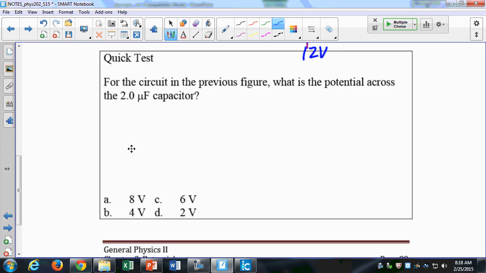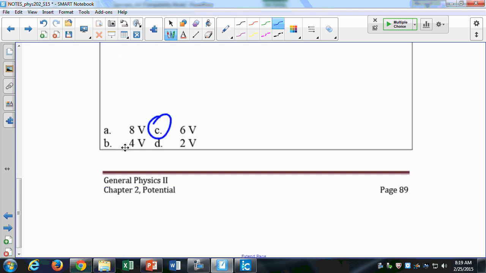So this one, what was the answer to this one? Is 8. Is that right? C. 6 volts, right.